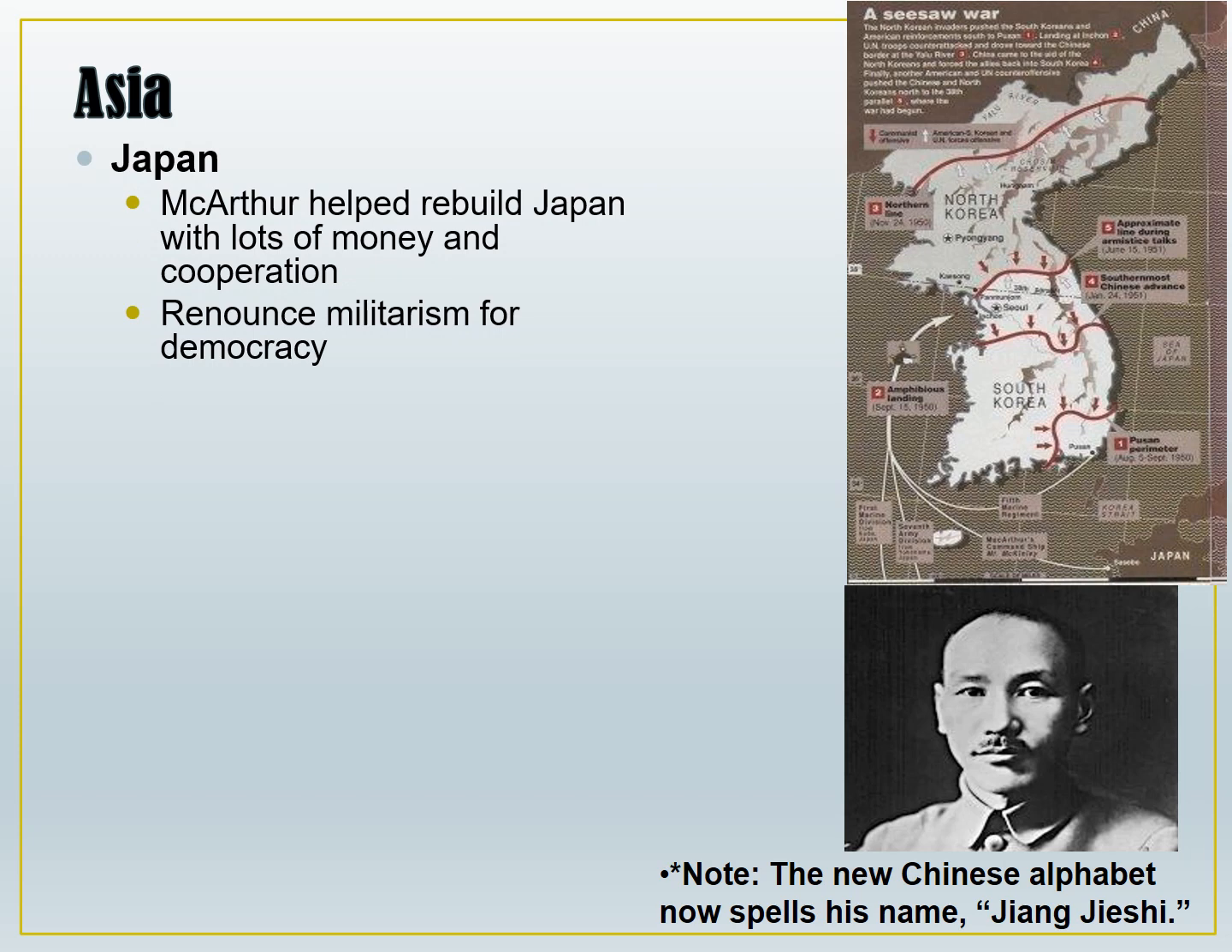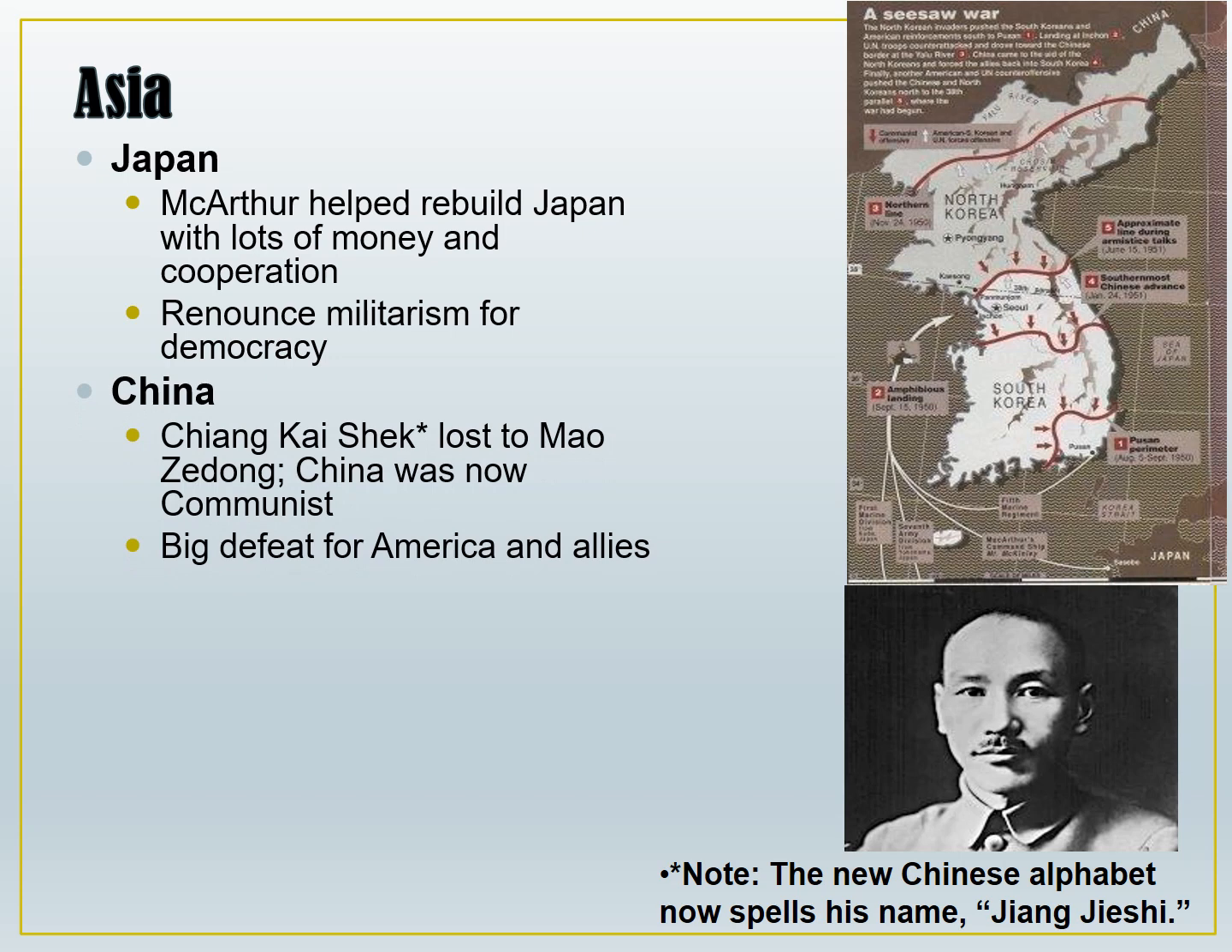In Asia, Japan's getting rebuilt with the help of MacArthur and lots of money and cooperation. They will renounce militarism, which was old Japan, for democracy. In China, Chiang Kai-shek, or as his name is spelled at the bottom there, will lose out to Mao. They kind of worked together during World War II as Japan was trying to take over China. Mao wins, and Chiang Kai-shek is forced to Taiwan. And so there becomes a real issue of who the United States supports, China or Taiwan? Well, we had been a strong ally with Chiang Kai-shek, so most of that went there.